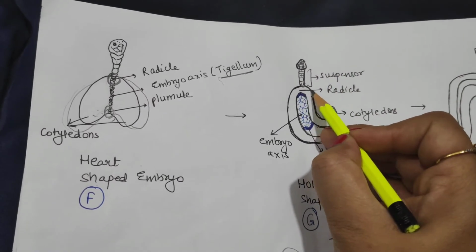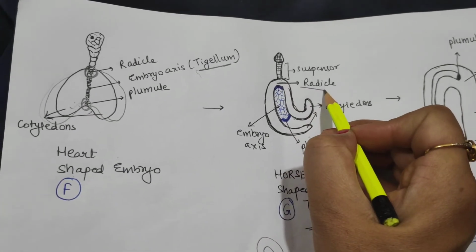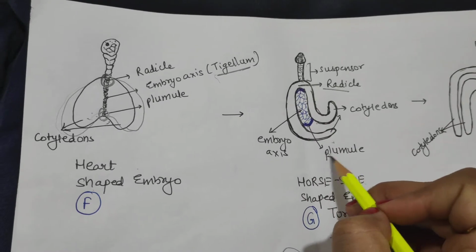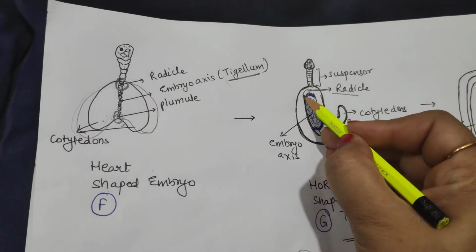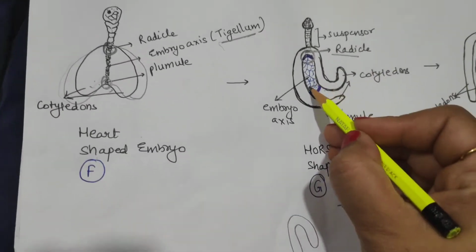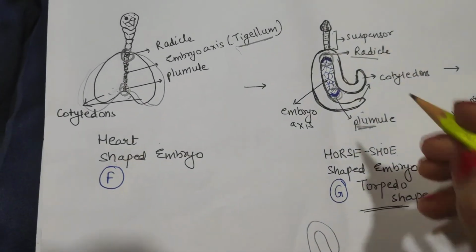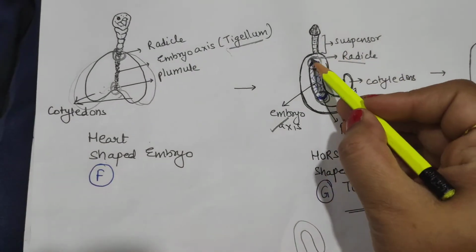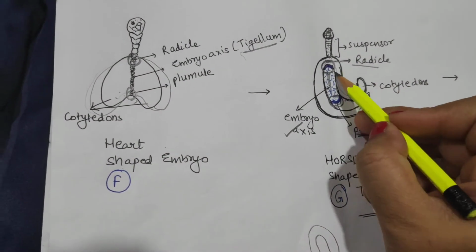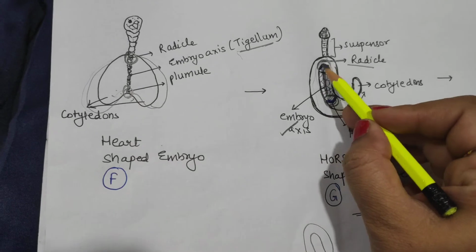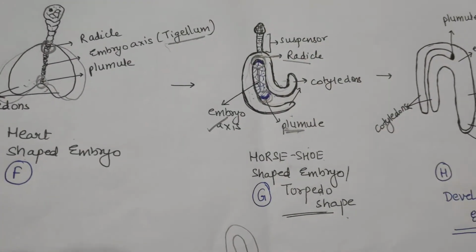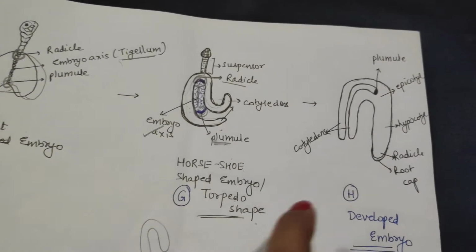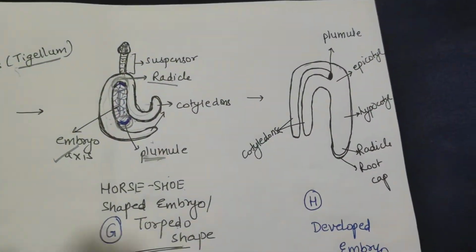This portion is going to be representing the radicle, and just opposite to the radicle, this portion is going to be the plumule. So this complete portion is going to be radicle. This complete portion is going to be plumule. In between, this is a complete embryonal axis. While these are two cotyledons, which later on take the shape of horseshoe-shaped cotyledons. And later on, the NCERT books give you this kind of diagram.